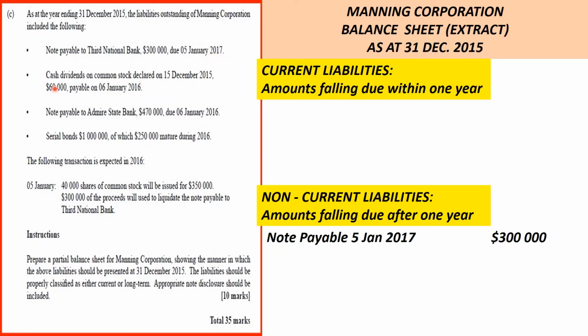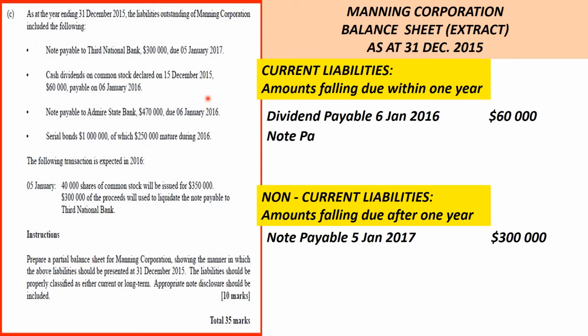Then the next one is cash dividends on common stock declared on the 15th December 2015, 60,000 payable on the 6th of January 2016. So this is just a few days away. So we have to put it under current liabilities. And the next item, note payable to Admire State Bank, 470,000 due on the 6th of January 2016. So this again falls in the category of current liabilities.